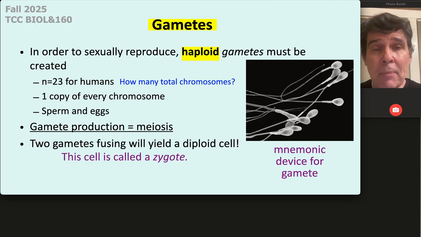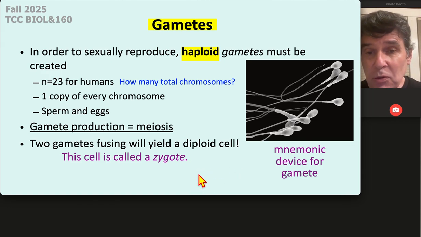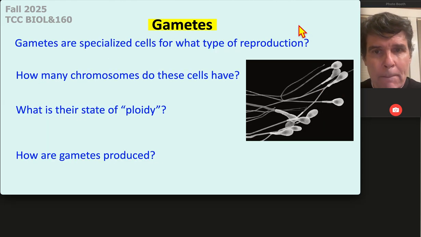The sperm gamete is going to fuse with an egg gamete. The 2 haploid cells will come together, become diploid once again, and create a new specialized cell called a zygote. The first cell of every organism starts off as a zygote, that is, in terms of sexual reproduction, and that will give rise to an entire new organism.